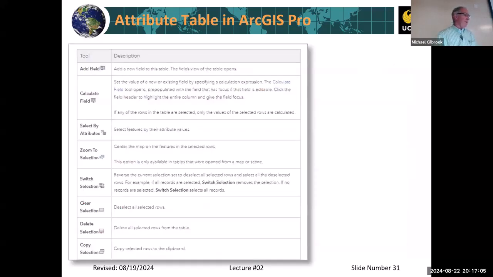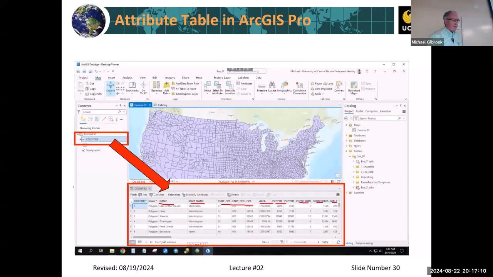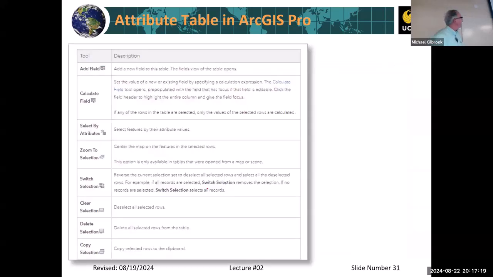Here is a list of the functions that are at the top. If you look at this, there's an interface right at the top of this table. There's a bunch of little icons. This is a list of the things you can do, what each of those buttons does. So we're not going to belabor this right now, but I wanted to put this in so you can refer back to it. If you need to know what a particular button does, you can come back to this slide. You might even want to print this slide out so that you have it with you later in the class.